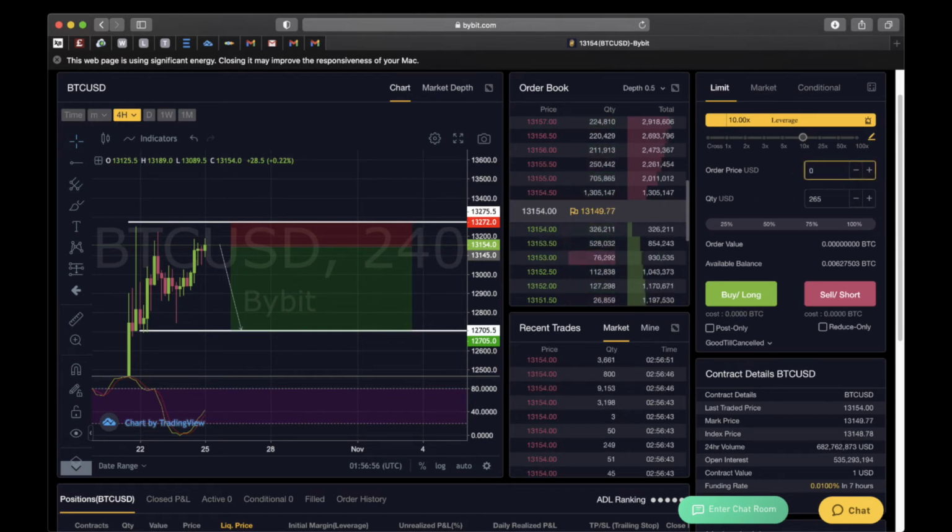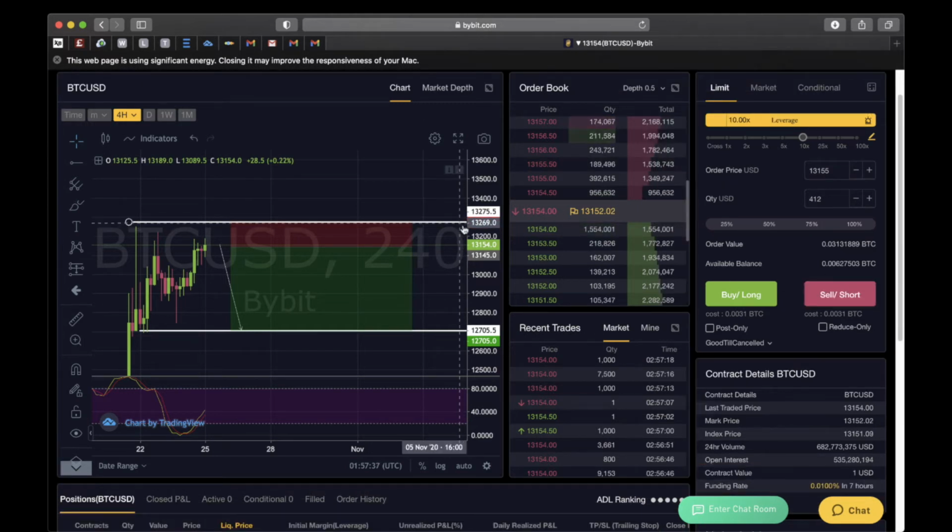So now, because we are using 10 times leverage, what will be the amount of money we are putting on the table? We want to enter a trade with 412, right? So we are going to put 412. That's the quantity of the amount we want to put on this trade, which is $412. So the order price, where do you want to enter? We want to enter at maybe 13,155, right? So I'm going to click on sell short. If I sell short, it means I'm going to make money if price drops, right?